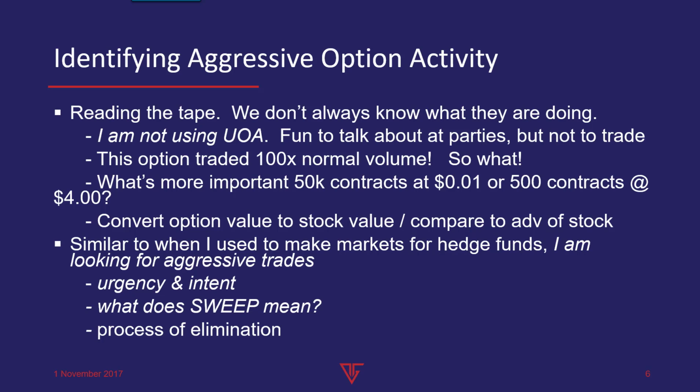I don't really care if 1,000 contracts go up in a name that doesn't trade a lot of options, because it could be 1,000 contracts for 30 cents. To me, it's the aggressiveness of the order. So instead of calling it UOA, I would call it aggressive option activity. So AOA.